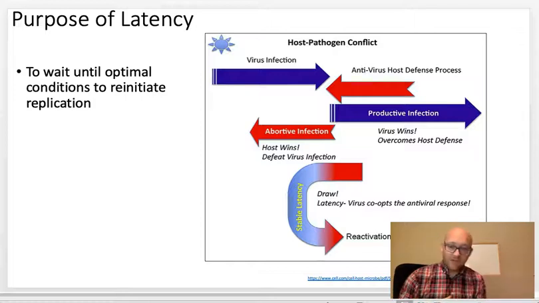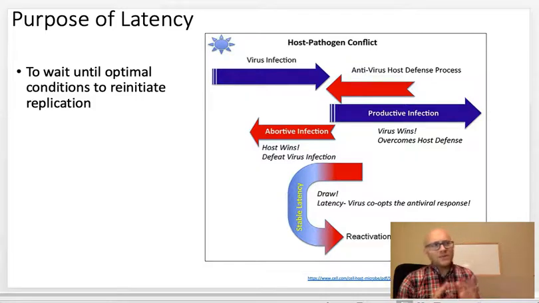So viruses infect the host, and then the host develops some kind of resistance, and then the virus tries to resist that. Sometimes the virus wins and can reproduce. Sometimes the virus loses, and we get rid of it. Latency is arguably a way that there's a draw.